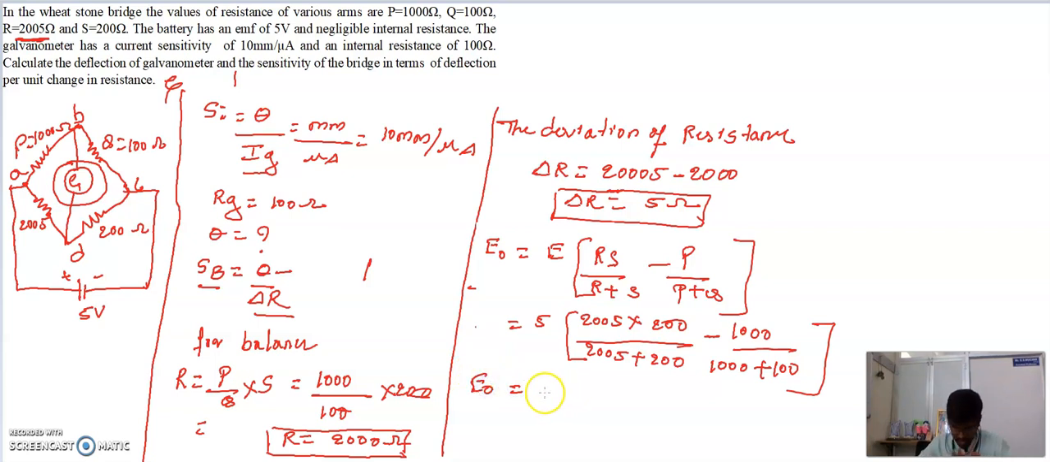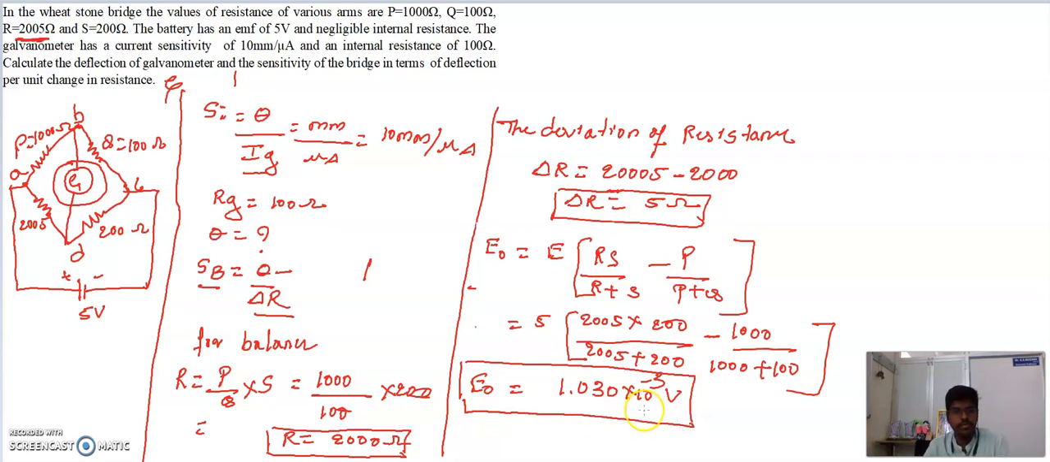So E naught will be 1.030 into 10 raised to minus 3 volt, a small value. This much voltage we will get across the galvanometer when the bridge is balanced for 2005 ohm. For 2000 ohm there is no voltage; it is 0.